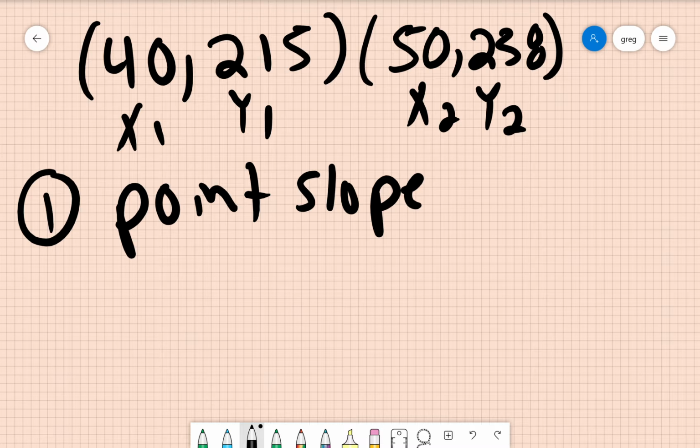It doesn't even matter. Just give me the formula for point slope. Okay, so that would be 215. No, the formula for it. The formula, not if you've plugged in. Just the formula for point slope. What's the point slope formula?